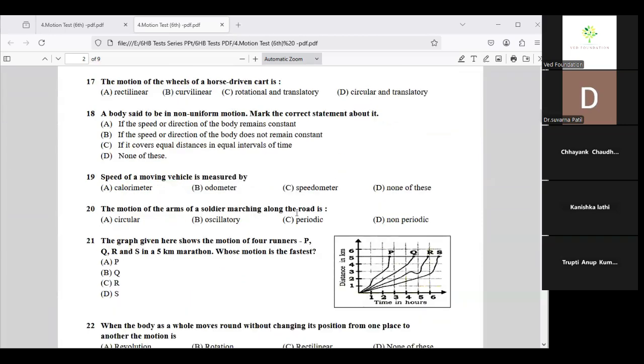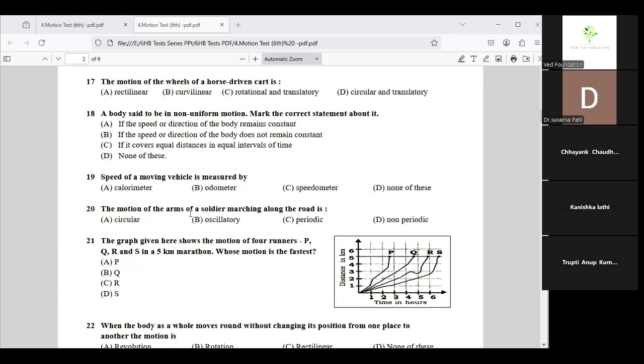19. Speed of a moving vehicle is measured by calorimeter, odometer, speedometer, none of these. The correct answer is option C, speedometer. Speed of a moving vehicle is measured by a speedometer, and an odometer is used to measure distance.